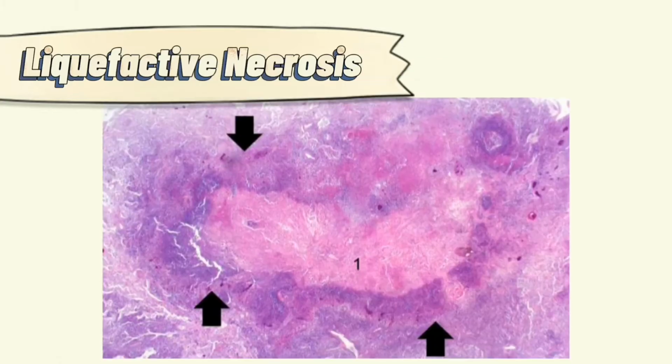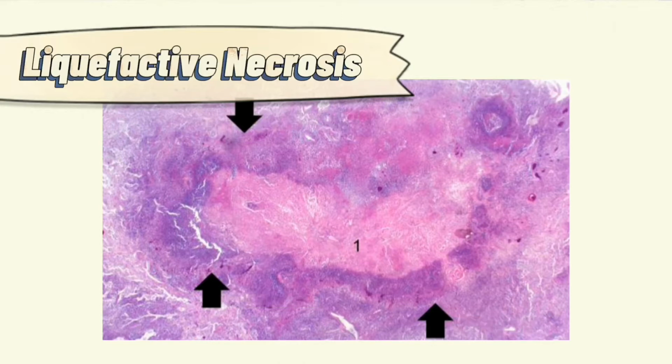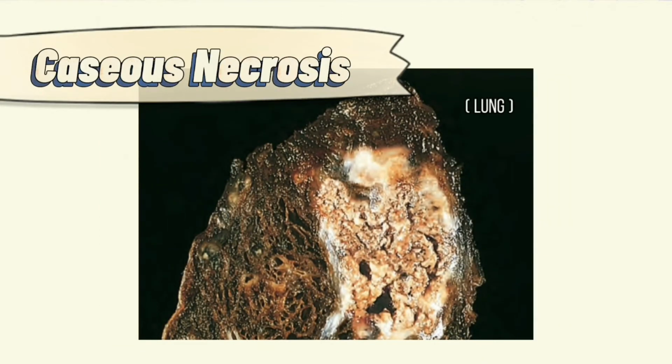Microscopic appearance. There is no architectural outline or cellular detail visible in the area of necrosis. The dead tissue is homogeneous and stains pink with eosin. The entire necrotic mass is surrounded by a zone of acute or chronic inflammation depending on the length of time necrosis has been present. Next, caseous necrosis.